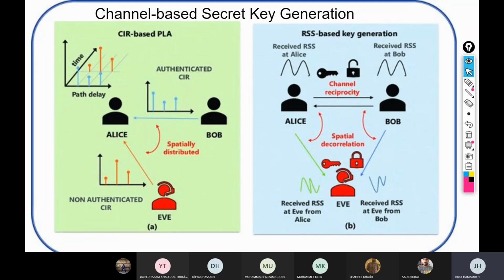The problem, on the other hand, is that there are some drawbacks. One of the problems is that if the channel is not random enough, then you cannot extract enough random bits. So basically your secret key generation is limited by the randomness inside your channel. If your channel is random enough, you can extract enough bits that can be used to secure your communication.